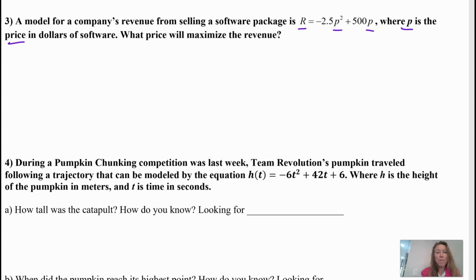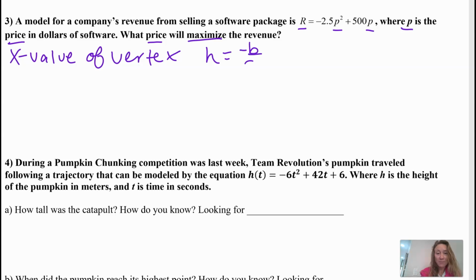So what price will maximize? So we want the price. So we're looking for the X value for the maximum, the vertex. So we're looking for the H, which is negative B over 2A. So in this case, I'm going to do the calculation. Good. I'm going to get a positive price.